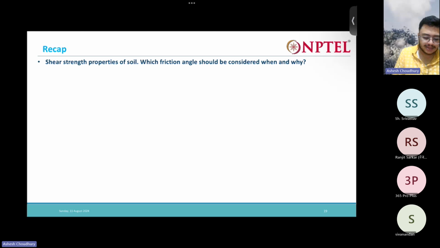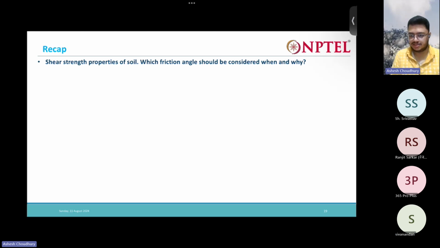Do you recall what direct shear tests are? How do you do it? Can anyone please help me recall what direct shear tests are and how we conduct them? The soil is confined in one direction where the pressure is applied from the top direction.